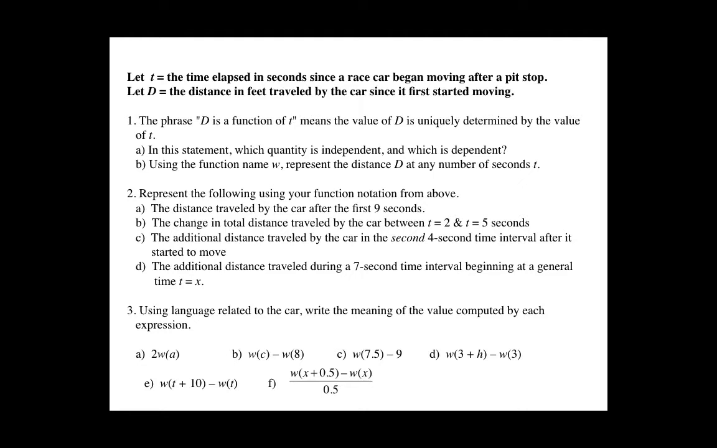All right, now what about E, W of t plus 10 minus W of t? It looks kind of similar to the last one. There's mystery numbers in there. How long is the interval of time that we're concerned about in part E? Yeah, it's 10 seconds. So this one was, the duration was H seconds. And this one, the duration is 10 seconds. But the starting point is the mystery time T. Kind of like this one that we did on the board, where it was starting at mystery time X.